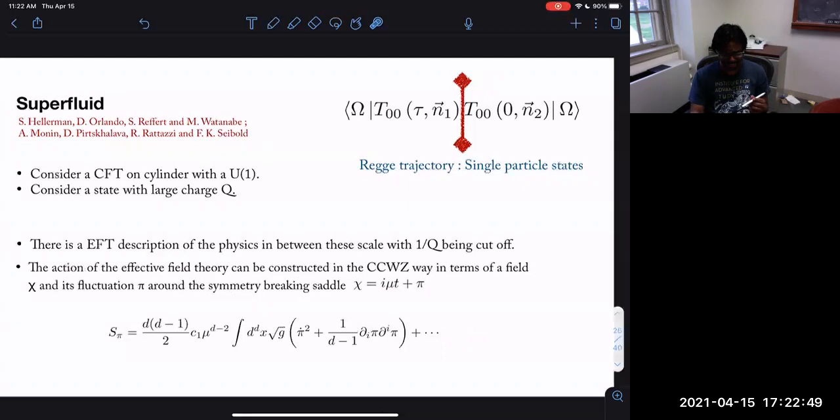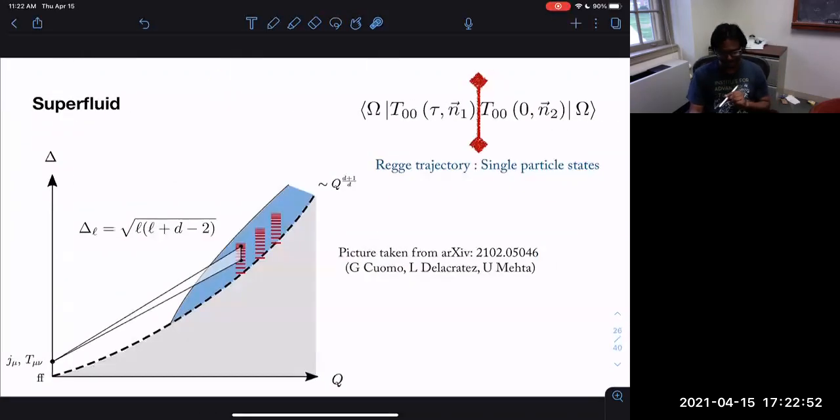And again, I have stolen another picture from Luca and Gabriel's paper because I like these pictures. So here again, you have delta and Q, and this roughly explains how the excitations are. So here this should be (D minus 1) over D, in our notation. But anyway, there are these excitations which go like square root of L times (L plus D minus 2). And these are basically the phonon excitations.